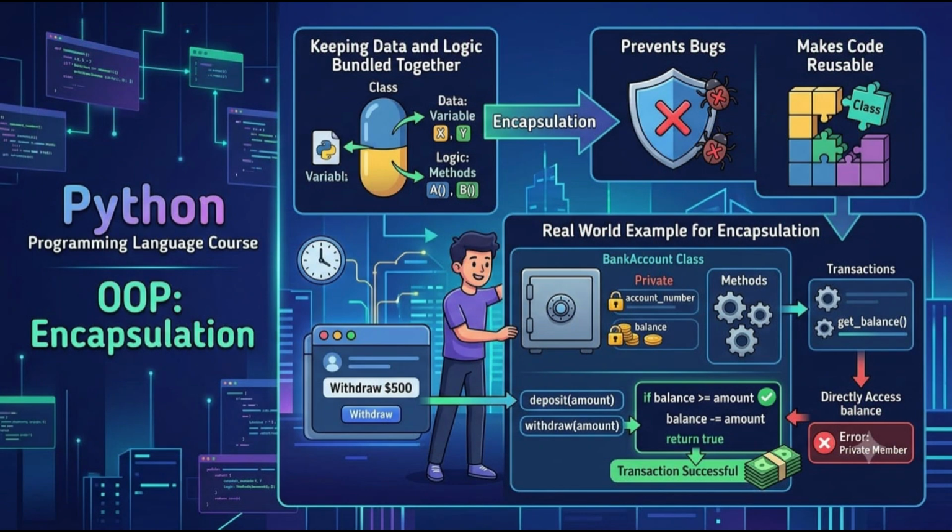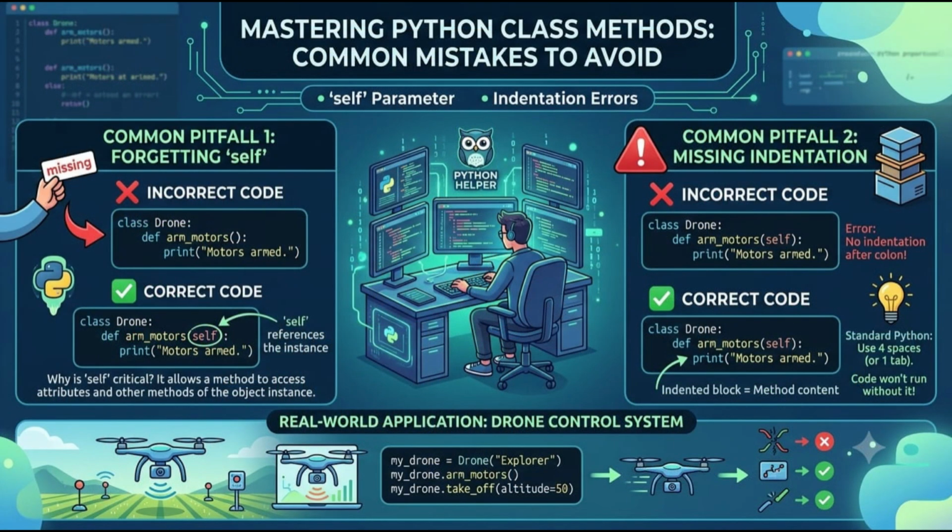Why go through all this effort? Because OOP allows for encapsulation, keeping data and logic bundled together, which prevents bugs and makes your code reusable. Watch out for these: forgetting to include self in your method parameters, or missing the indentation after the colon. These are the most common reasons why your code won't run.